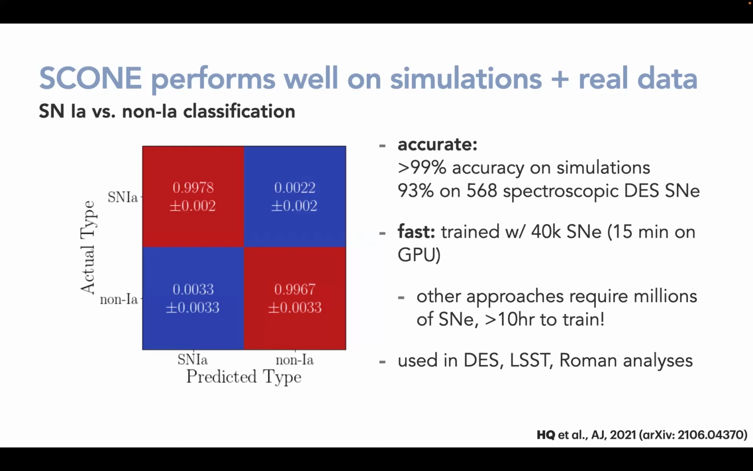These results were obtained by training with only around 40,000 supernovae, which takes around 15 minutes on a single GPU, whereas other approaches require millions of supernovae and hours of training time. And as a result, SCONE has been used in Dark Energy Survey, LSST, and Roman analyses.